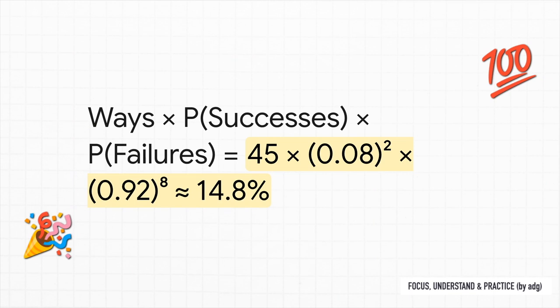And now, we just put it all together. We take the number of ways it can happen, 45, and multiply that by the probability of our 2 successes, and then by the probability of our 8 failures. The result? There's about a 14.8% chance of finding exactly 2 colorblind men in our sample. See? Not so scary after all.